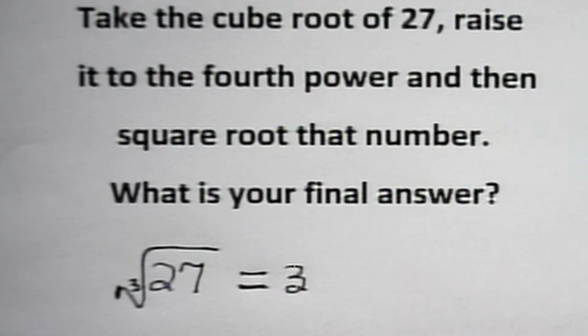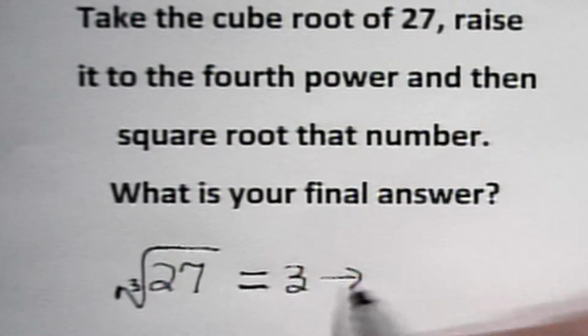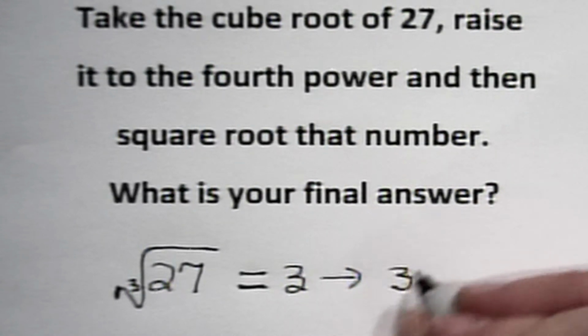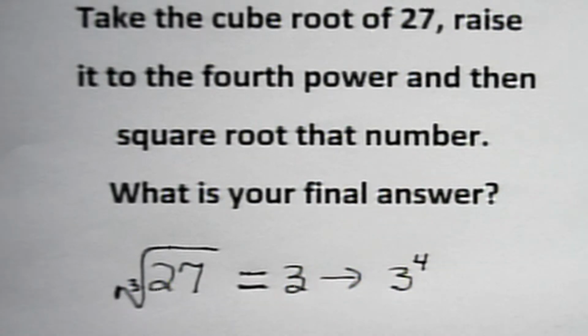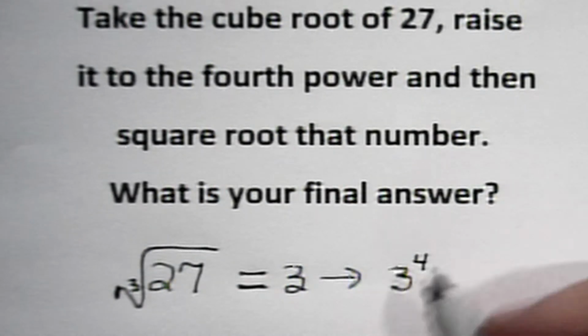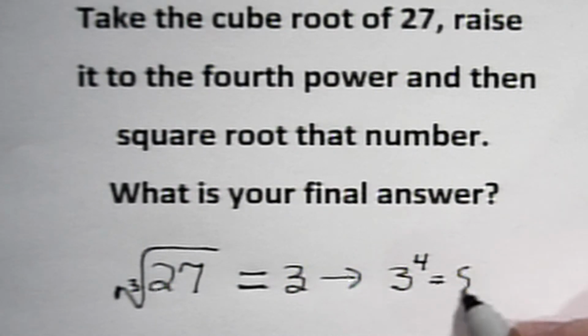Now, we're going to take that 3, and we're going to raise it, according to the problem of the day, to the 4th power. That means we're going to run our exponent up to the 4th power. So we're going to write that 3 to the 4th. That's our next step, all right? And 3 to the 4th, my goodness, that's 3 times 3 times 3 times 3. It will give you 81. Gives you 81.